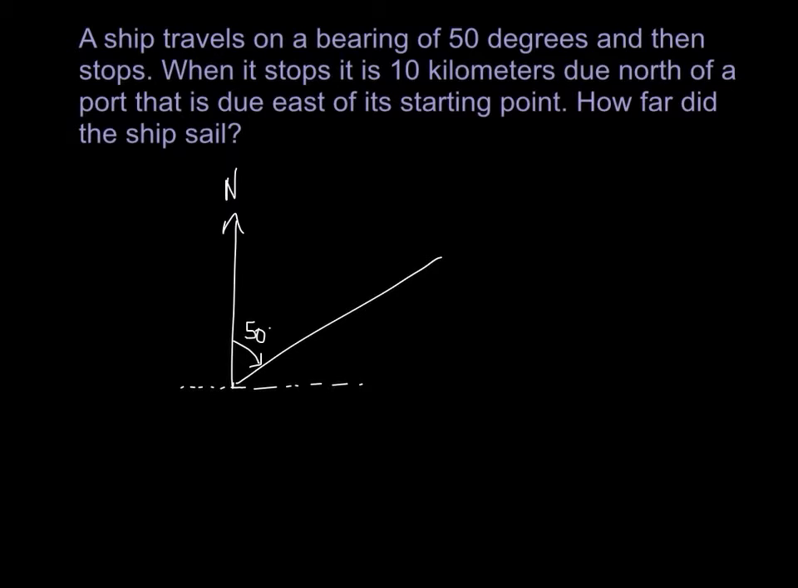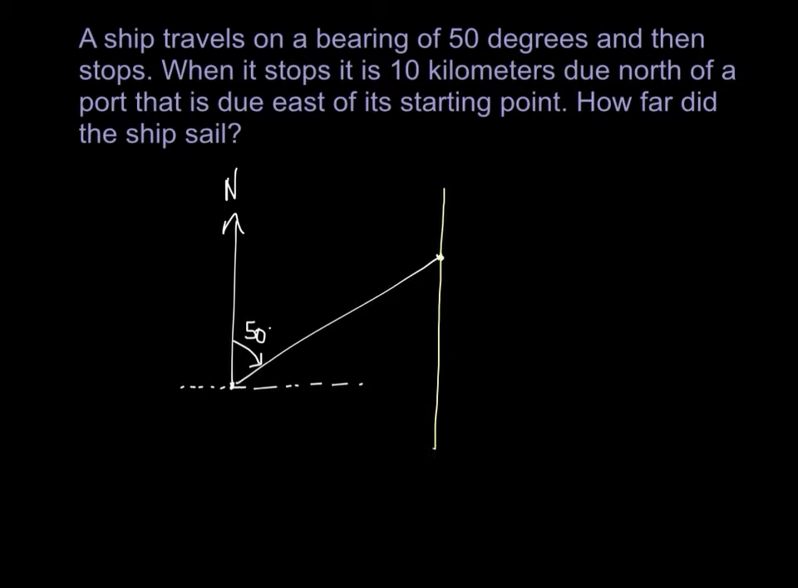Okay. And then it stops. So it stops. Let's say it stops right there. It starts here, stops there. When it stops, so at this point, it is 10 kilometers due north. It is now 10 kilometers due north of a port that is due east of the starting point. So we have some kind of north thing here going on, right?